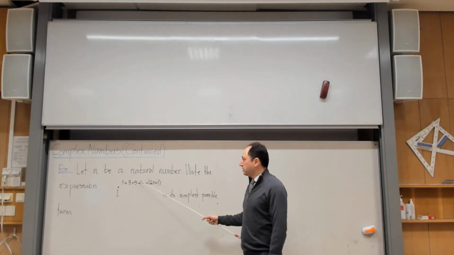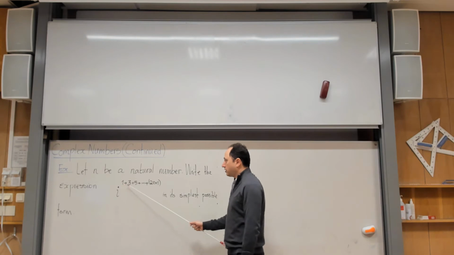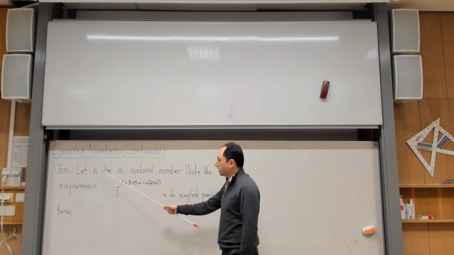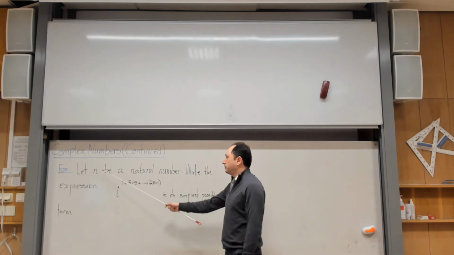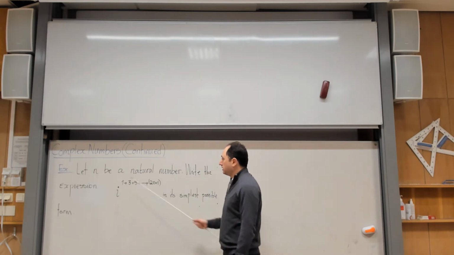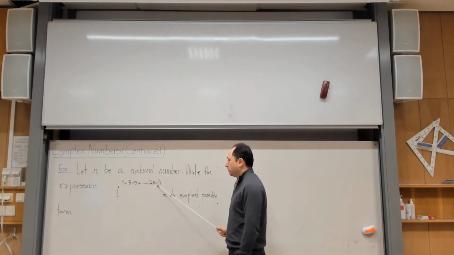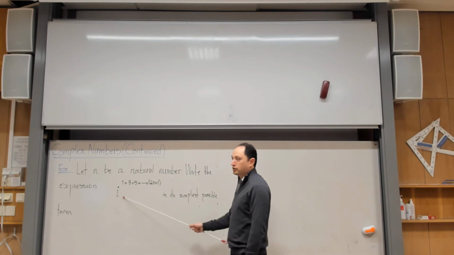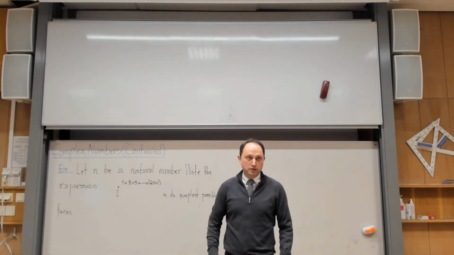1 plus 3 plus 5, so the sum of odd numbers up to 2n plus 1. Whatever I give you for n, for example, if I give you n equal to 10, you put it here, it becomes 21. You start adding the odd numbers from 1 up to 21. That becomes the power for i. I want you to put it in the simplest possible form.